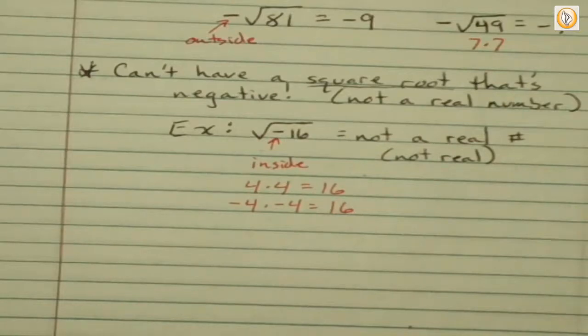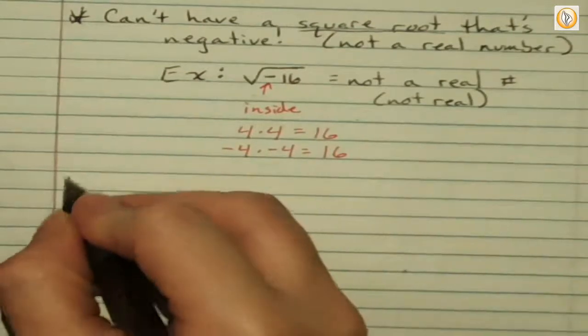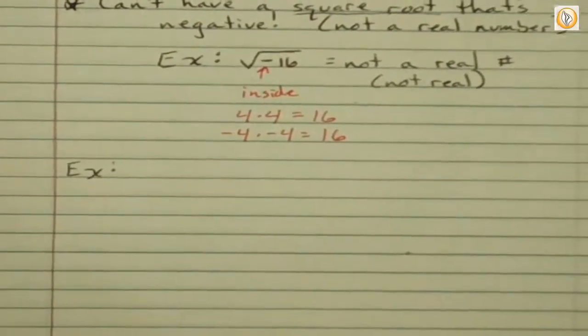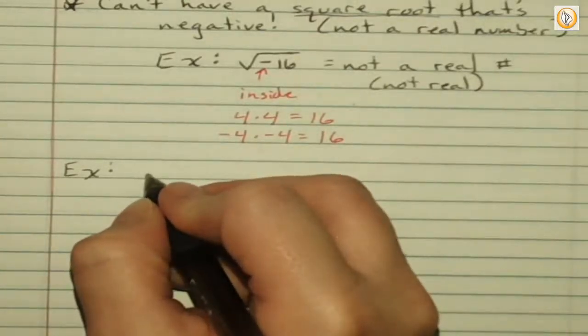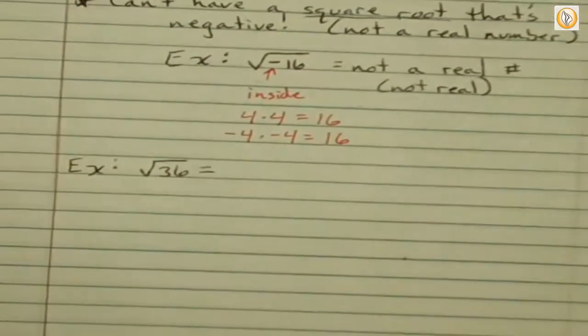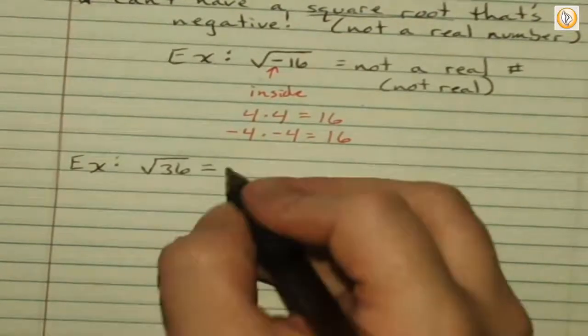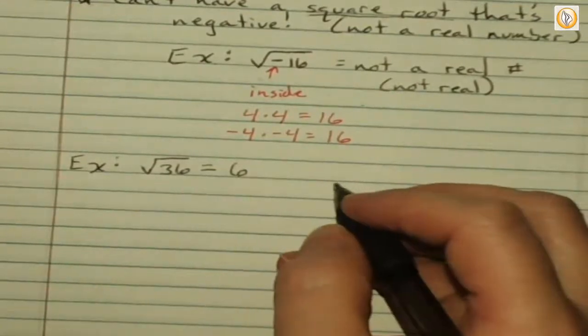So I'm going to give some more examples. And I'm going to call on people and y'all are going to tell me the answer. Izzy. Very good. It's 6. Because 6 times 6 is 36.